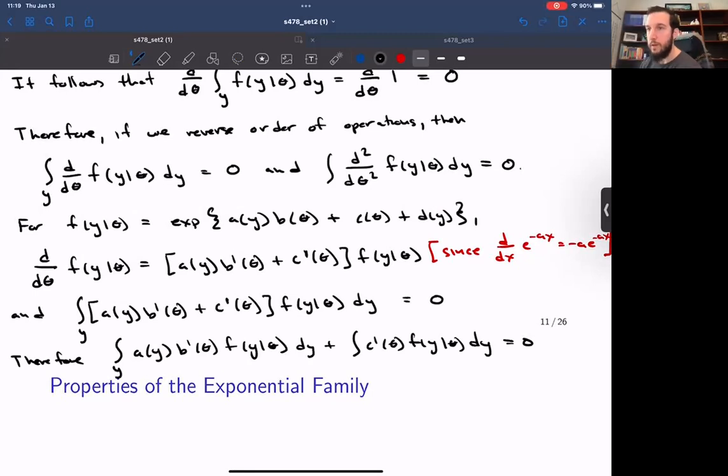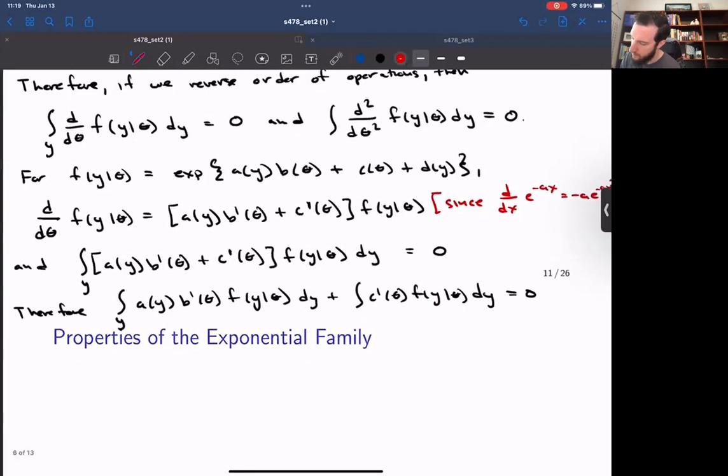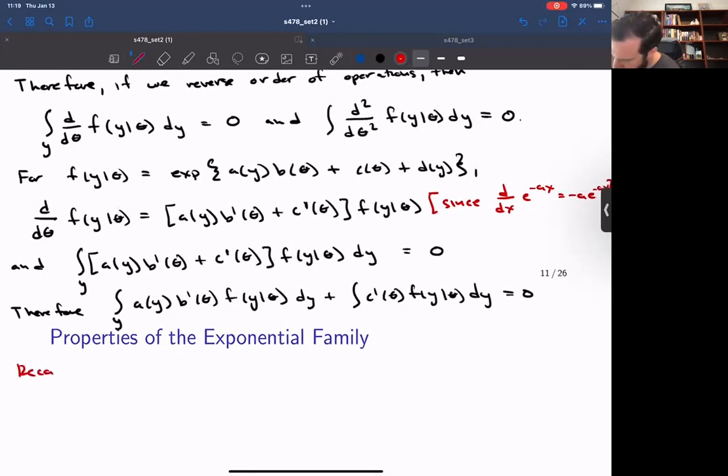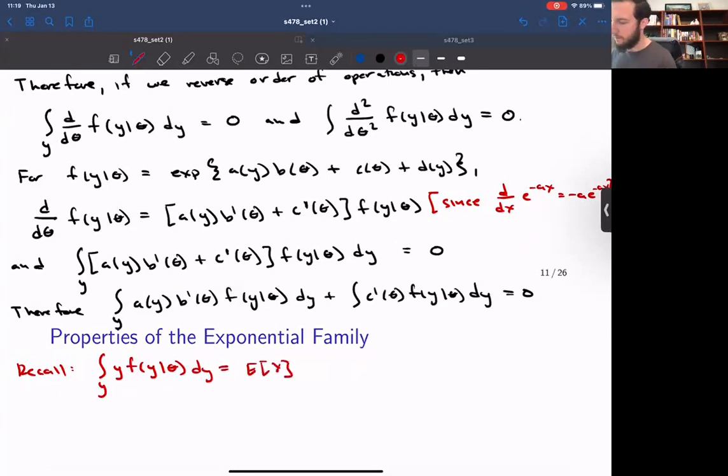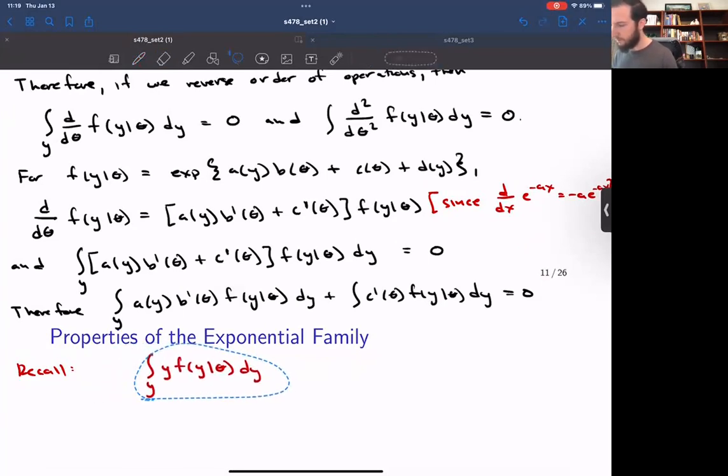Okay, and you can see here that what we have is a of y multiplied by its density, integrated over y. And that's the definition of the expected value, right? So recall that the integral over y of y times f of y given theta dy is equal to the expected value of y. Actually, maybe I'll try and be as proper as possible.